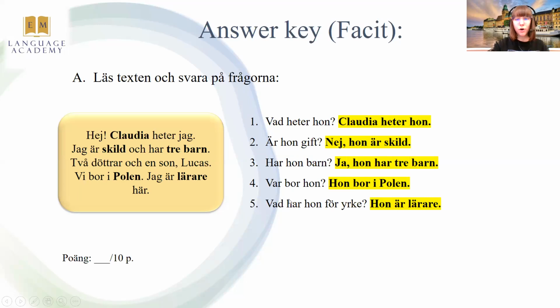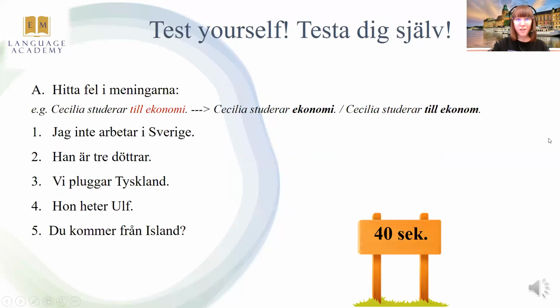And finally, vad har hon för yrke? What is her job? Hon är lärare. Why? Because the last sentence clearly indicates jag är lärare här. I work as a teacher here, right? Or I am a teacher here. That is it. 10 points for this task, right? Let's move further.